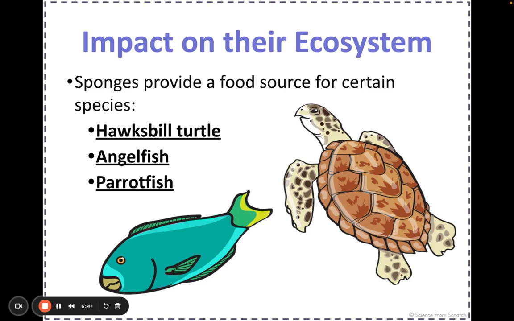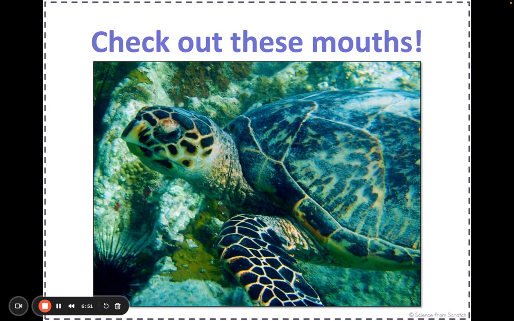And many of these animals have sharp mouth parts that allow them to actually bite into the sponge. So you can kind of see, check out this guy's mouth. He's got that sharp front to his beak, which allows him to take a bite out of a sponge.